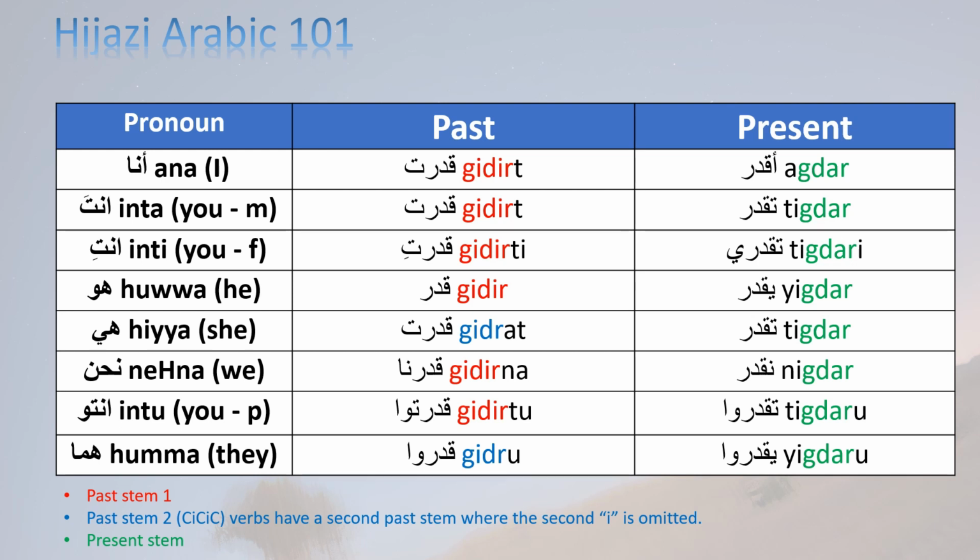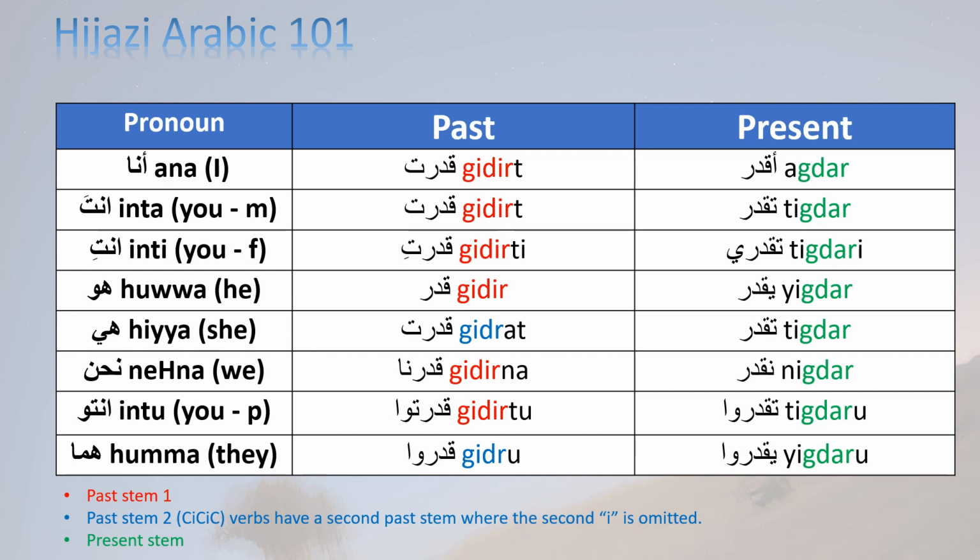نحن قدرنا. We could. انتو قدرتو. You plural could. هما قدروا. They could. Okay? So now for the present tense.